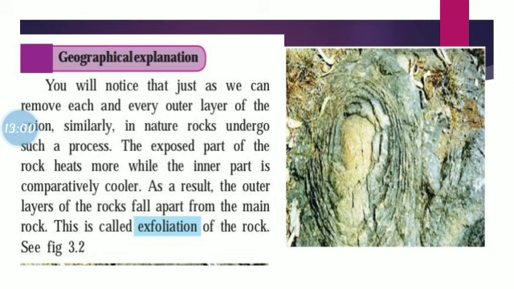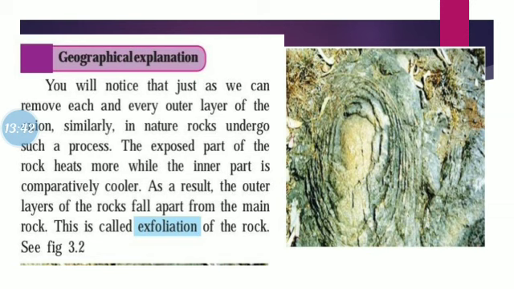Then see the exfoliation. Actually, exfoliation means the removal of dead skin. In this way, on the earth's surface, on the landforms, external layers of rocks get removed due to external processes. Exfoliation is a form of mechanical weathering in which curved plates of rock are stripped from the rock below. Just as we can remove each and every outer layer of an onion, similarly in nature rocks undergo such a process.